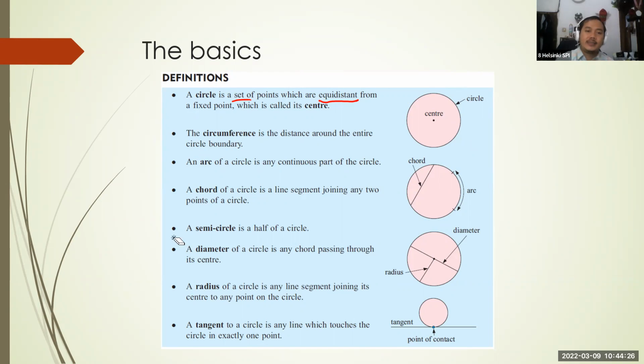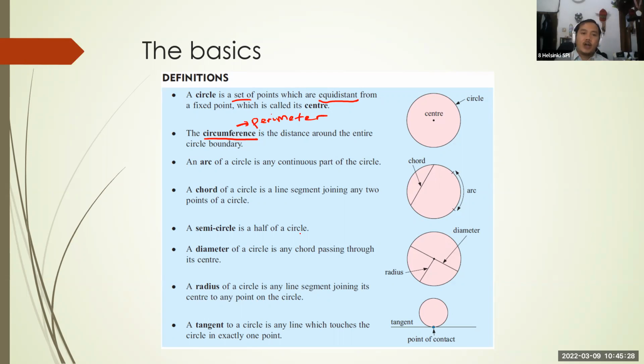Okay, next one. The circumference. Okay, so when we are learning two-dimensional shapes, we are learning about perimeter and area, right? But in a circle, we have a special name just for circle. When we're talking about the perimeter of a circle, we don't say perimeter, but we say circumference. So this is actually the perimeter, right? That has the same meaning as perimeter, but again, because a circle is a very special shape compared to the other shapes, we have a special name for that. So the name of the perimeter of the circle is circumference. Yeah? So it's the distance around the entire circle boundary. It's the same thing, yeah? We're talking about perimeter. Okay.